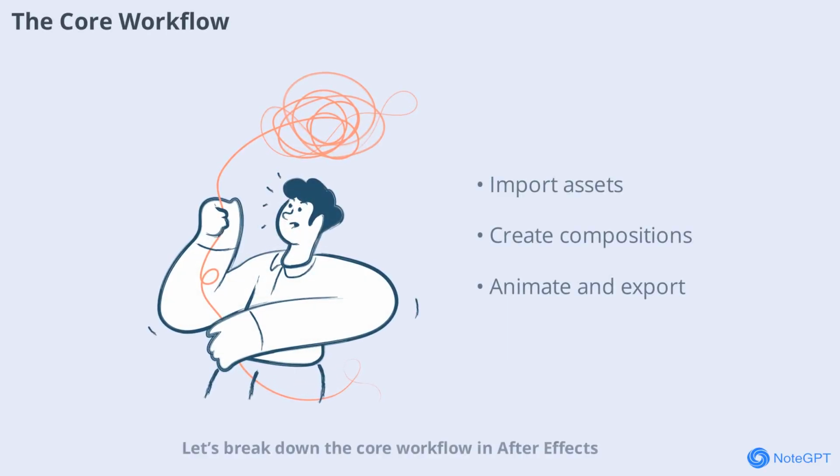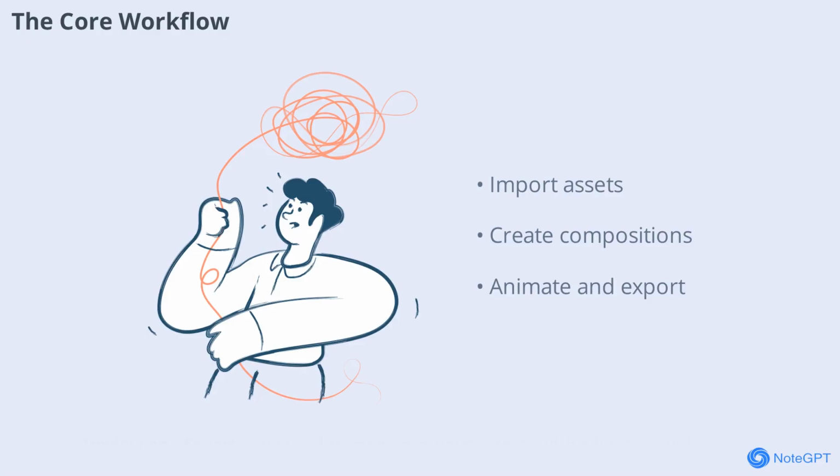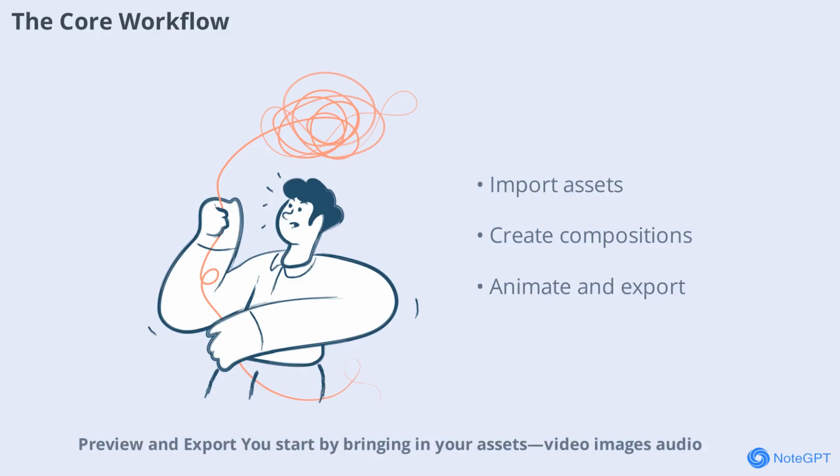Let's break down the core workflow in After Effects. The process follows a simple formula: import, compose, layer, animate, effect, preview, and export. You start by bringing in your assets, video, images, audio, graphics. Then you create a composition which acts as your canvas and timeline. Next, you add layers, animate properties like position or scale, apply effects, preview your work, and finally export the finished video. This workflow keeps your projects organized and efficient.